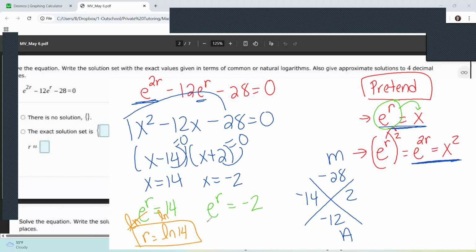And then on the other one, natural log, get off. So that's r, natural log of negative 2. But wait, this does not exist. Logs do not take negative inputs. So that's an extraneous answer. That's not a good one. So your exact solution is natural log 14. Pop that through any calculator, and let's round off to 4 places. Natural log 14.